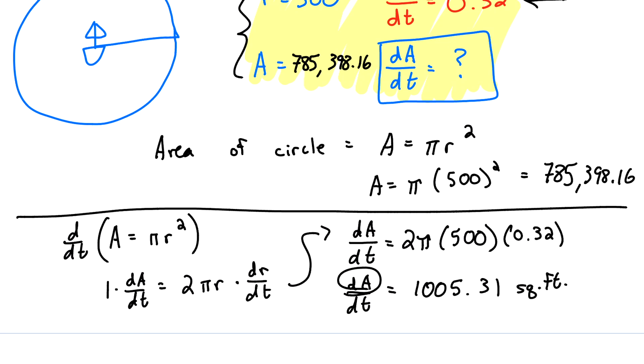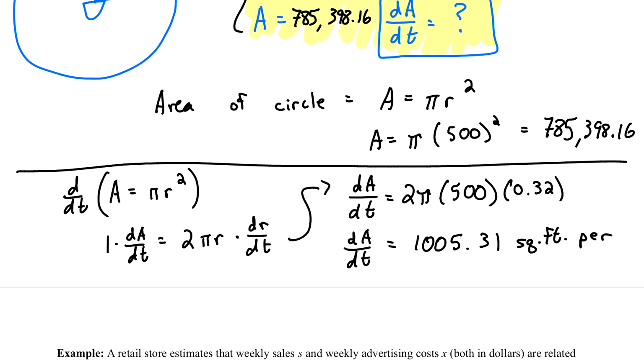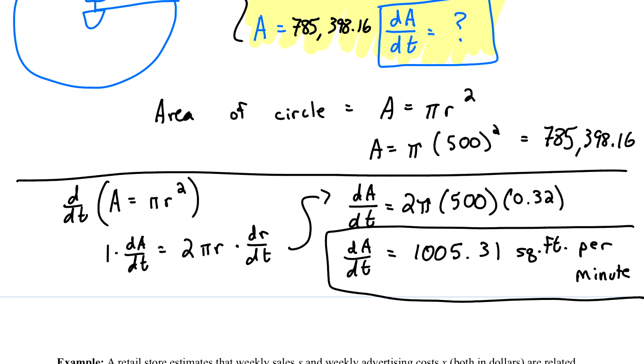So the units on A would be square feet per what is my unit of time. I'm going to look back at my problem. We were looking earlier at feet per minute, so that means minutes is our unit of time here. So the unit on our answer is going to be square feet per minute. So if I wanted to summarize what's going on at this particular moment in time, I could say that the area of our spill is increasing by 1005.31 square feet per minute.